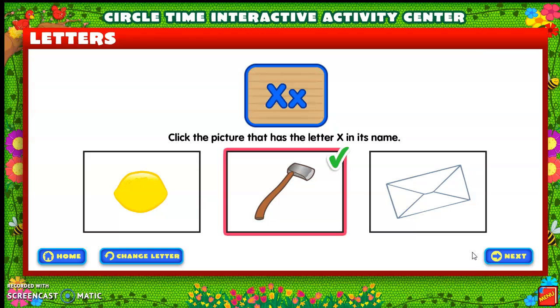A-hunting we will go, a-hunting we will go. We'll catch a fox and put him in a box, and then we'll let him go.